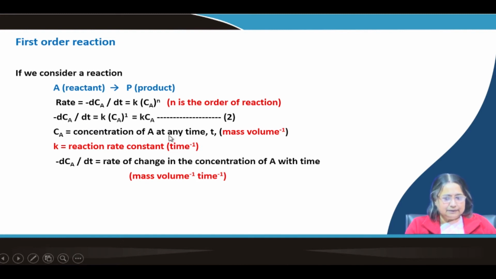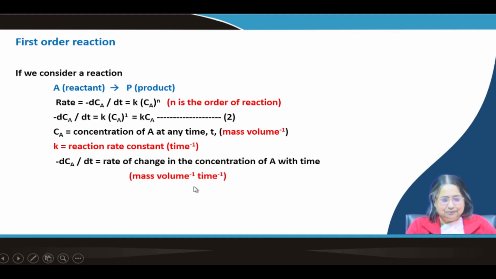So, in this case you have to remember one thing, that what is Ca? Ca is the concentration of A at any time t. So, this thing you have to remember. For any numericals you have to do, or any kinetic analysis you want to do, you have to remember that Ca is nothing but the concentration of A at any time t. And dCA dt is the rate of change of concentration of A with time.